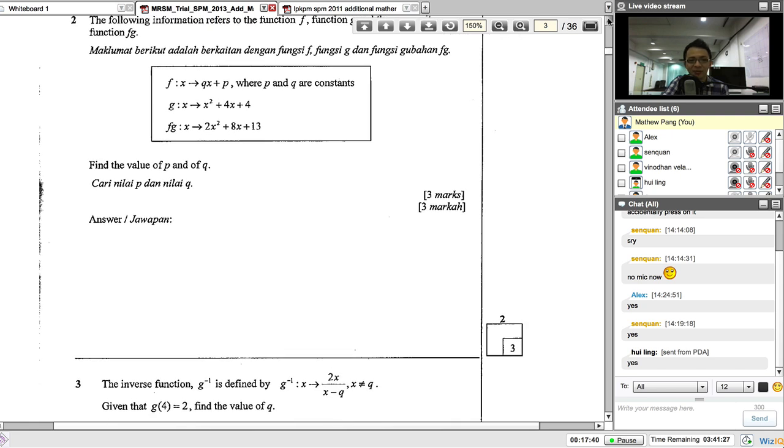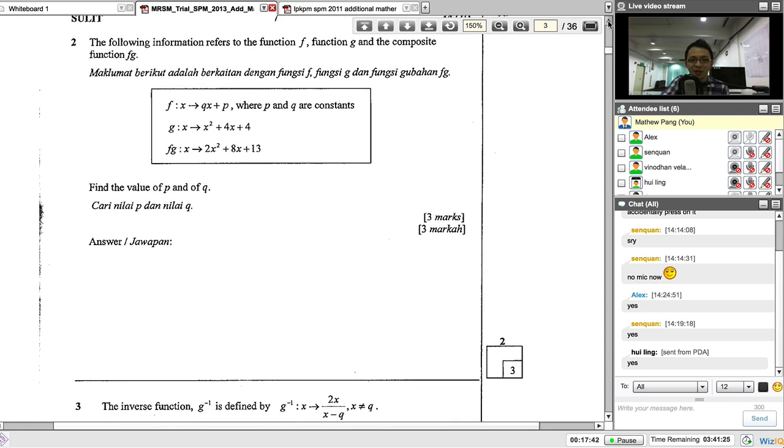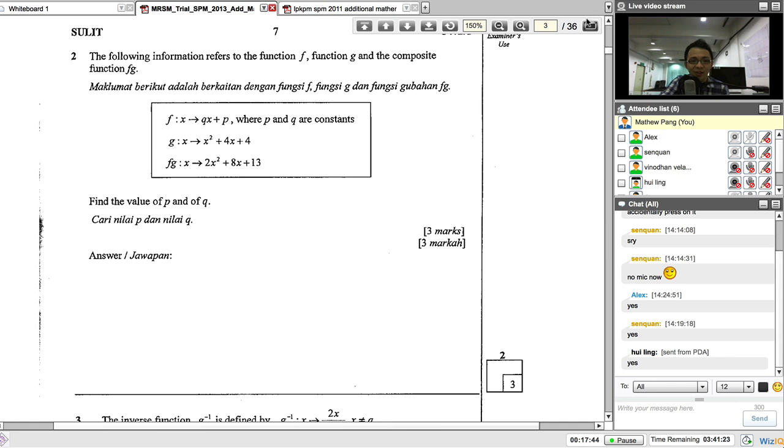Function, I think most of you do not have big issue. Okay, so yes, have a look at this one. It tells you fx is this one, gx is this one, and fgx actually is this one. Alright, so it asks you to find p and q, so it's quite simple. You just do the comparison. So I'm going to substitute gx into fx because I want to find fgx, right? This one means substitute gx into fx. So you will see something like this.